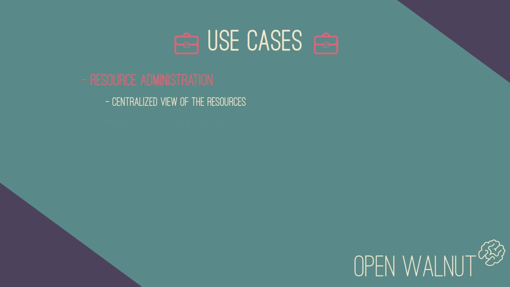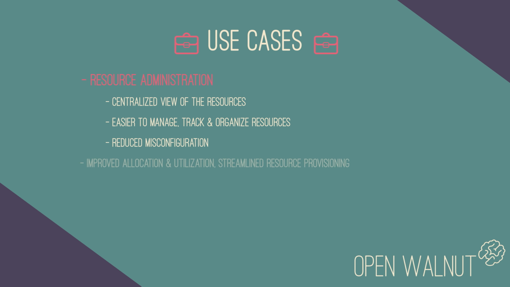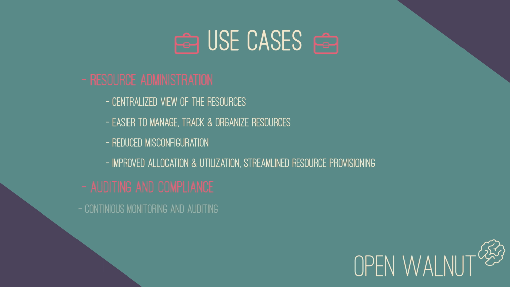First and foremost, resource administration. AWS Config provides a centralized inventory of all resources in the organization's AWS infrastructure, allowing administrators to more easily manage, track, and organize their resources. This helps reduce the risk of misconfiguration, improve resource allocation and utilization, and streamline resource provisioning.